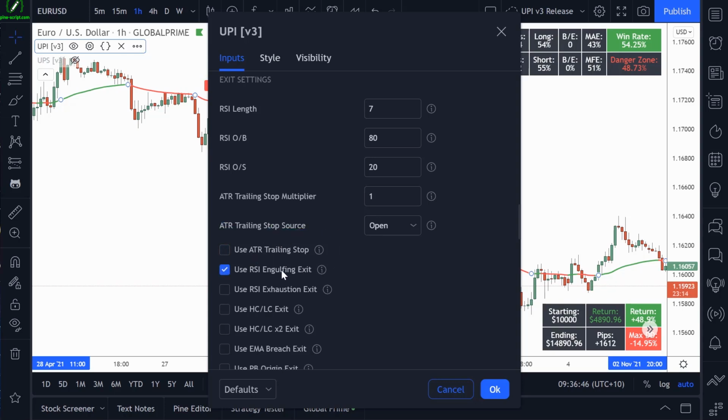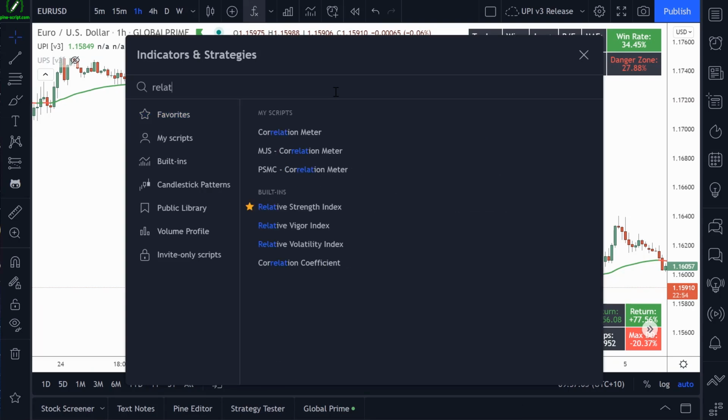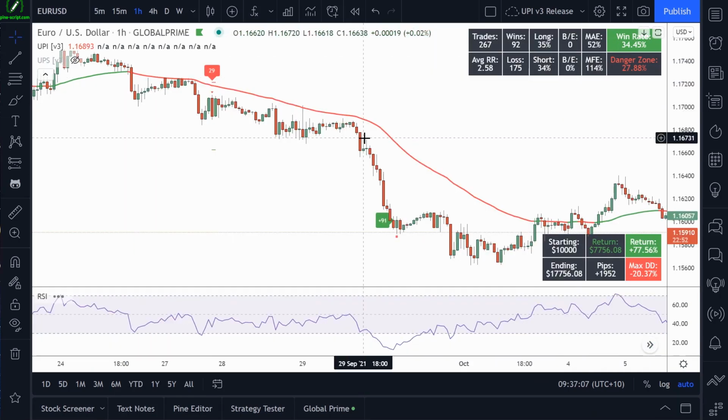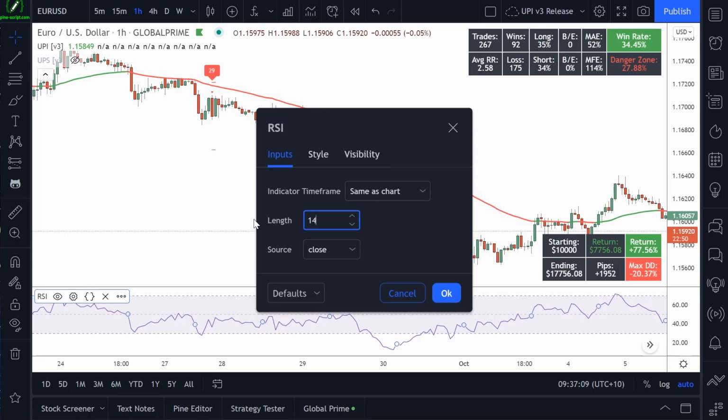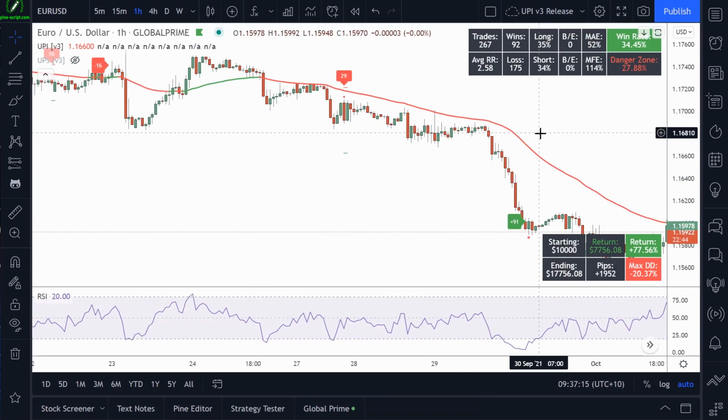Next up, we have the RSI engulfing exit, and that's where the RSI settings here come into play. So by default, we're operating on a 7 period with an 80 and 20 overbought and oversold threshold. So if I throw on the relative strength index onto my chart and I change the settings to the same as the script, there we go.